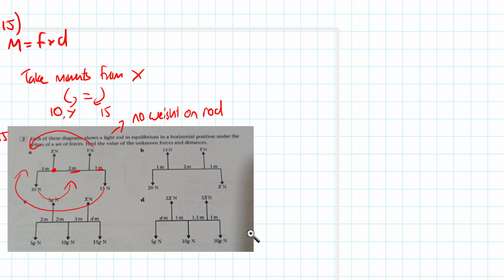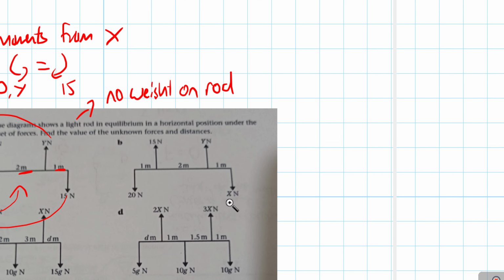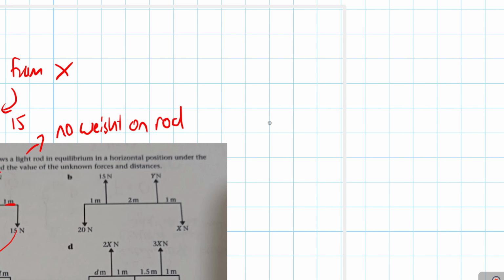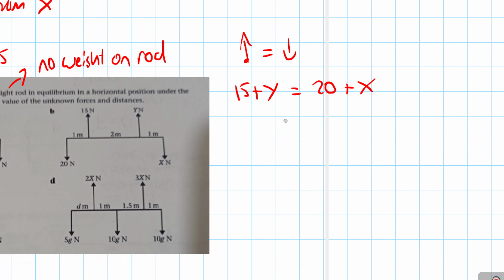Look at part b. This is a different setup this time. We've got x going downwards, y going upwards, 15 newtons and 20 newtons. So our up and down is going to be different, in that we've got unknowns on both sides. Going upwards is 15 and y, and going downwards is 20 and x. So it'll be 15 plus y equals 20 plus x. Then we're going to take moments, so anti-clockwise equals clockwise.